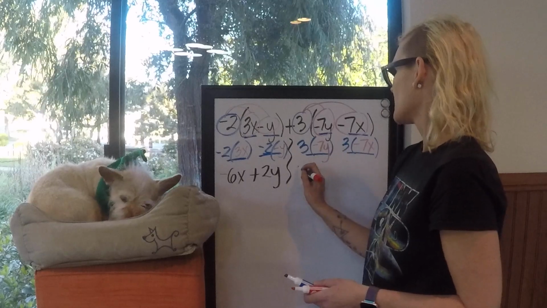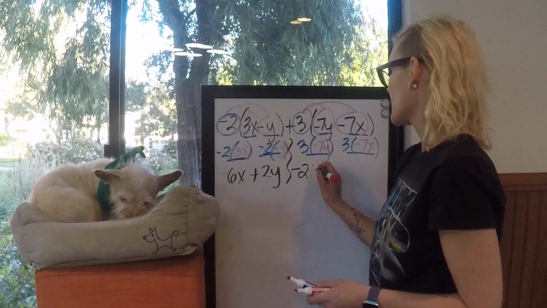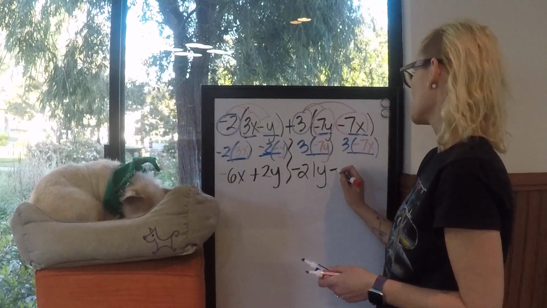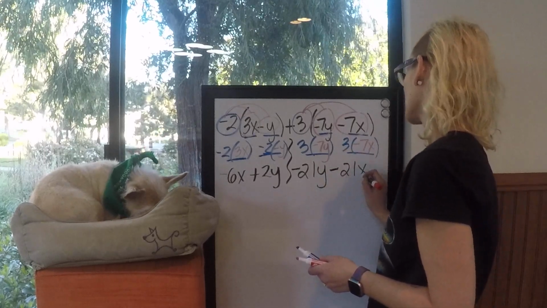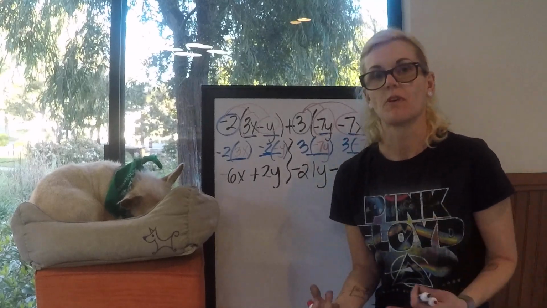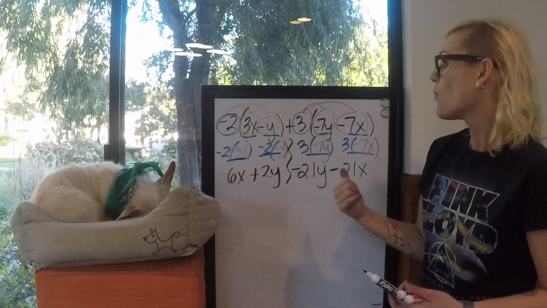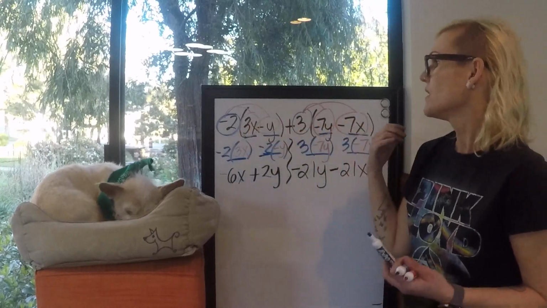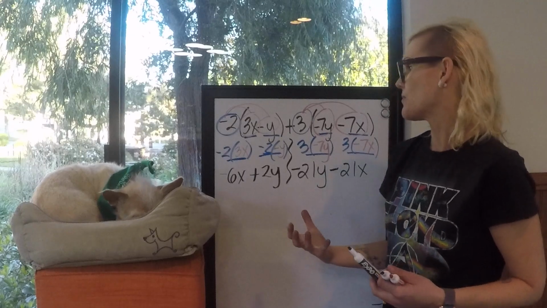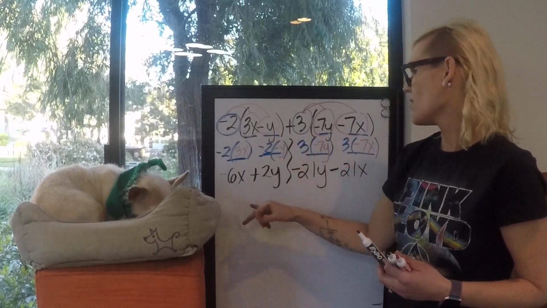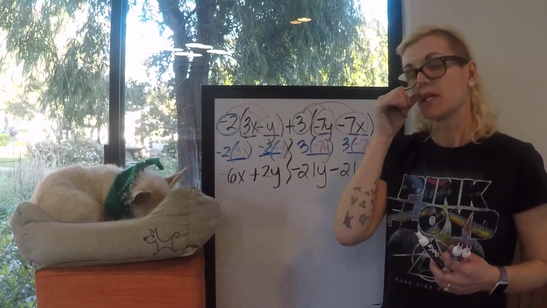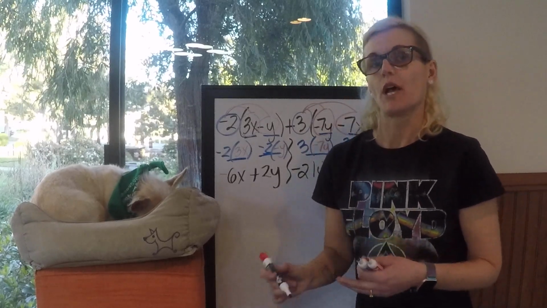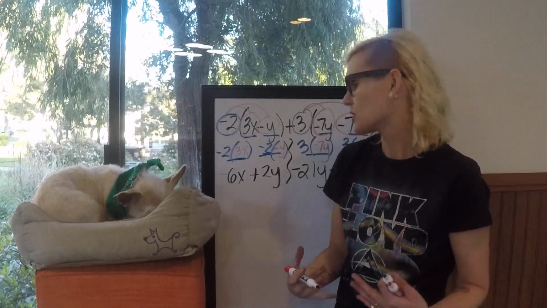3 times a negative 7, they disagree, that's a negative 21y. 3 times negative 7x gives me a negative 21x. So we talked about the rules for simplifying expressions. 1, I got to get rid of the parentheses, these types of parentheses, by using the distribution property. We did that. Now I got to combine like terms. Just like we did in the last video talking about combining like terms, I'm going to rewrite it so that my like terms are next to each other.